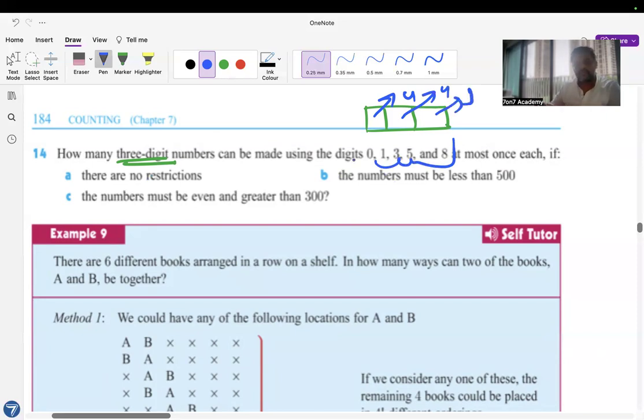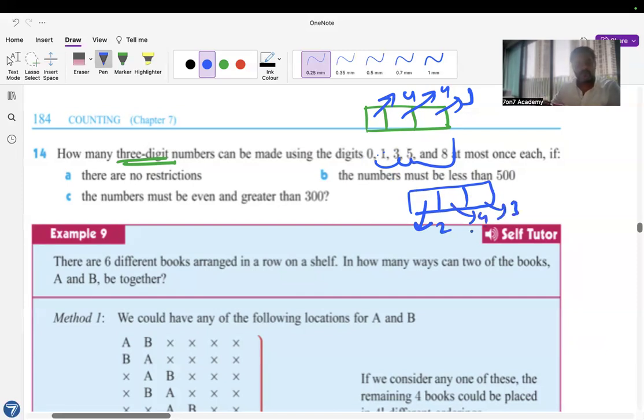Now the number must be less than 500. When you say the number must be less than 500, what options do you have for this place? Either 1 or 3, that's it. So 2 options for that. For these, you have 4 options and 3 options.